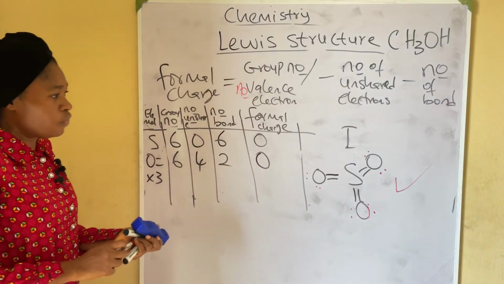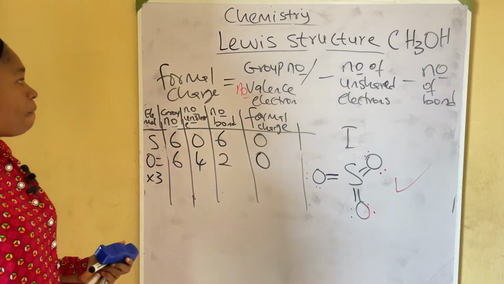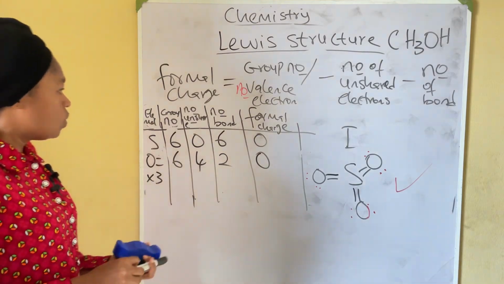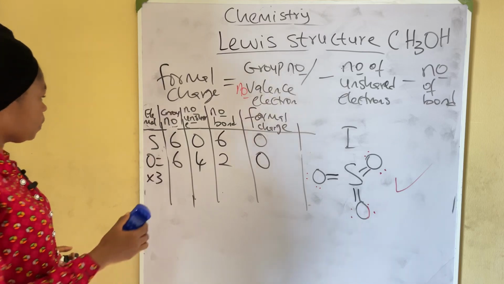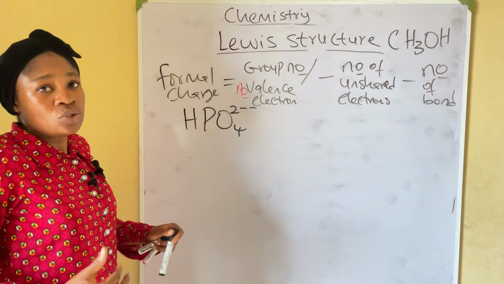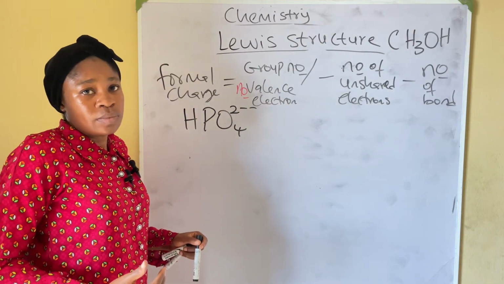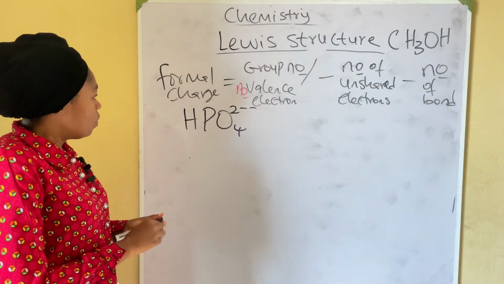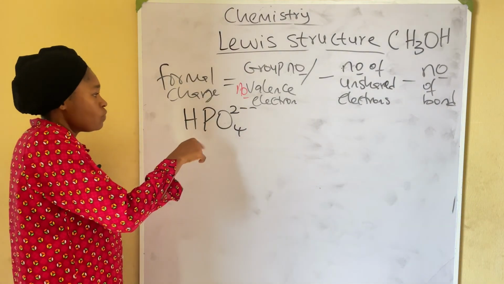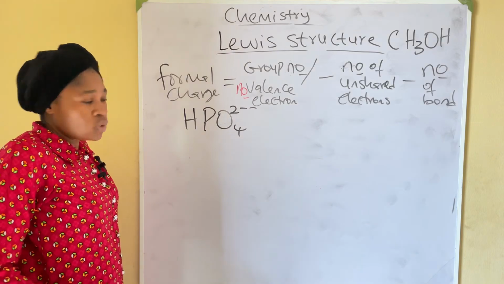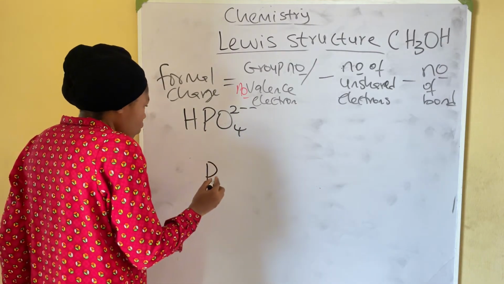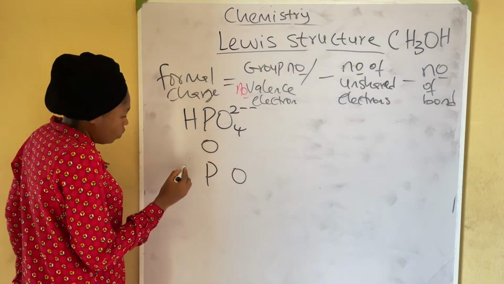So always go for the most stable structure by calculating the formal charge. It will help you a lot. Okay, let's look at the last example. So remember, phosphorus and oxygen. Which one should be the central atom? Let's look at oxygen and phosphorus. Phosphorus is what? Least electronegative. Oxygen has a higher electronegativity than what? Phosphorus. So phosphorus will be the central atom.